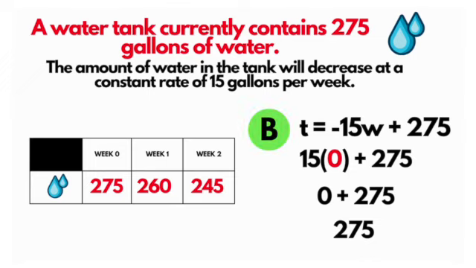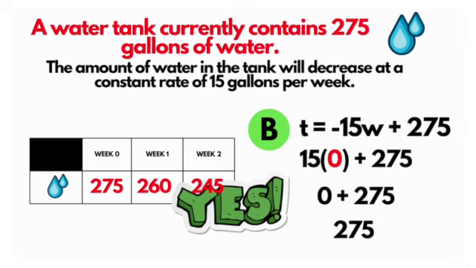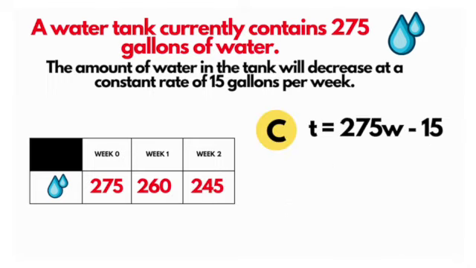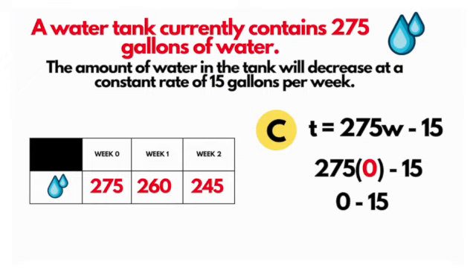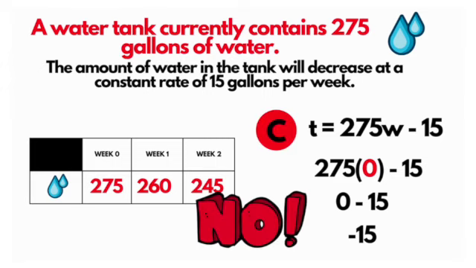Let's go to C and let's make sure we're not missing anything. C, T equals 275W. Well, 275W, that's 275 per week. It doesn't even really fit the chart, but let's work it out just in case. 275 times 0 minus 15 would be 0 minus 15, which results in a negative 15, which doesn't appear anywhere in our chart. So C doesn't work in this case.